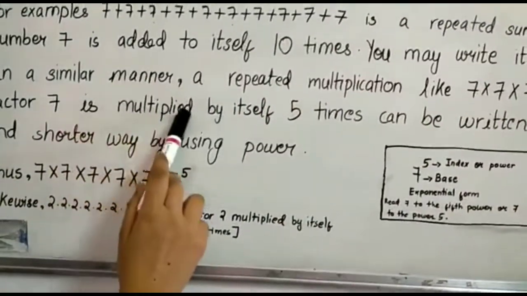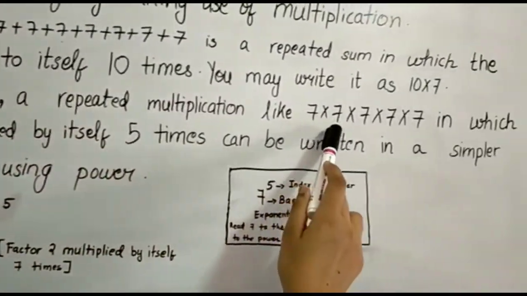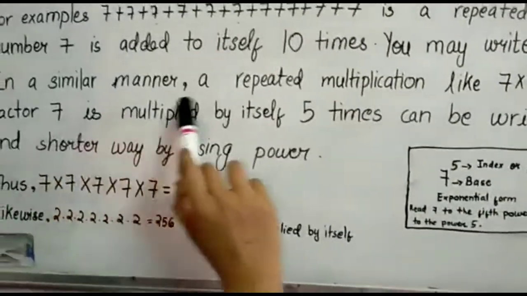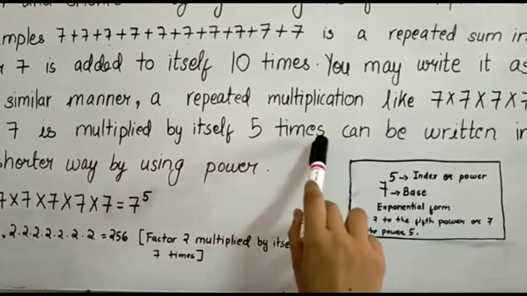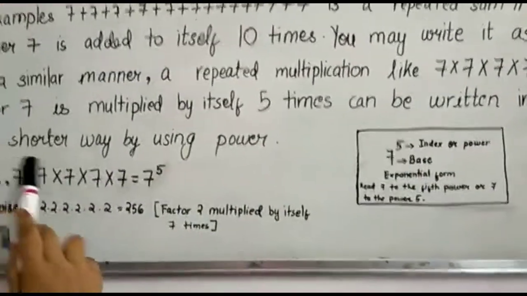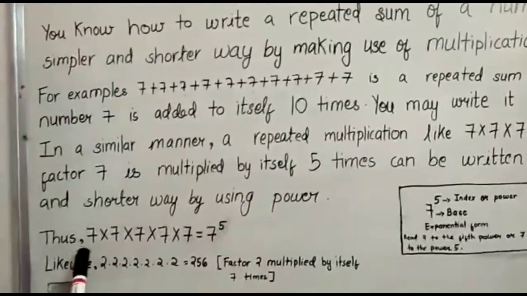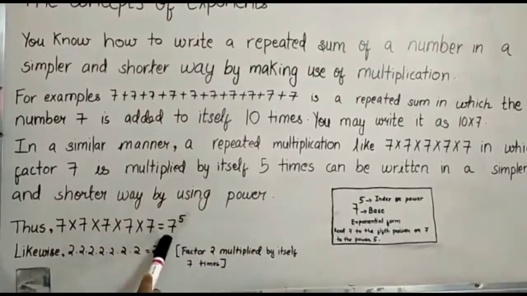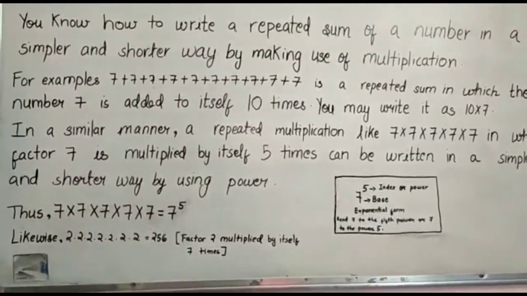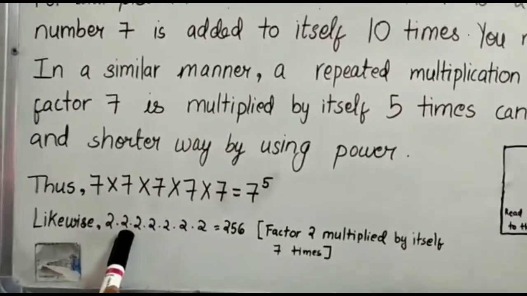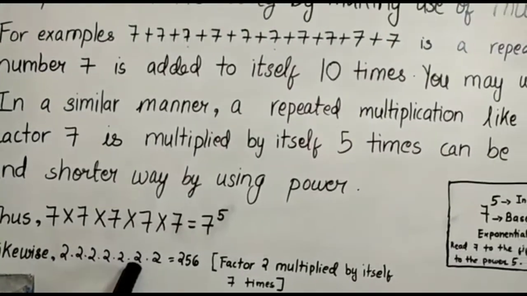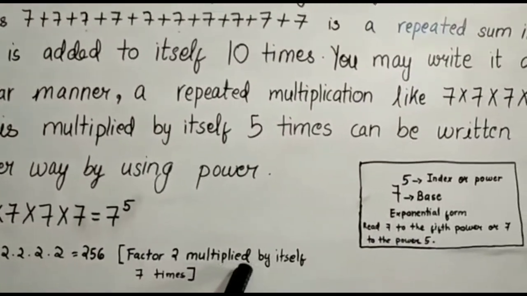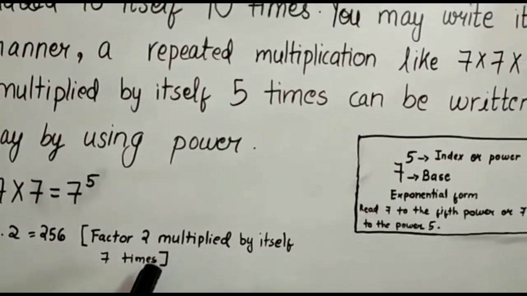In a similar manner, a repeated multiplication like 7 into 7 into 7 into 7 into 7, in which factor 7 is multiplied by itself 5 times, can be written in a simpler and shorter way by using power. Thus 7 into 7 into 7 into 7 into 7 equals 7 to the power 5. Likewise, 2 into 2 into 2 into 2 into 2 into 2 into 2 equals 128. So here factor 2 is multiplied by itself 7 times.